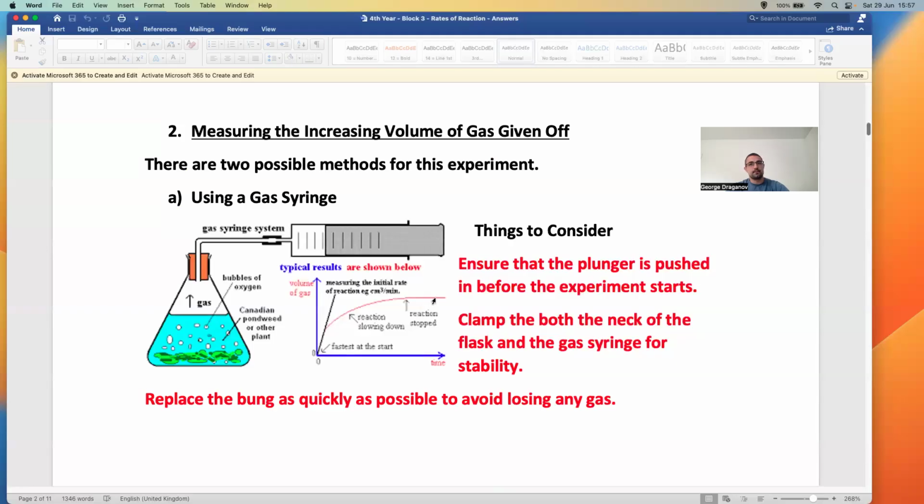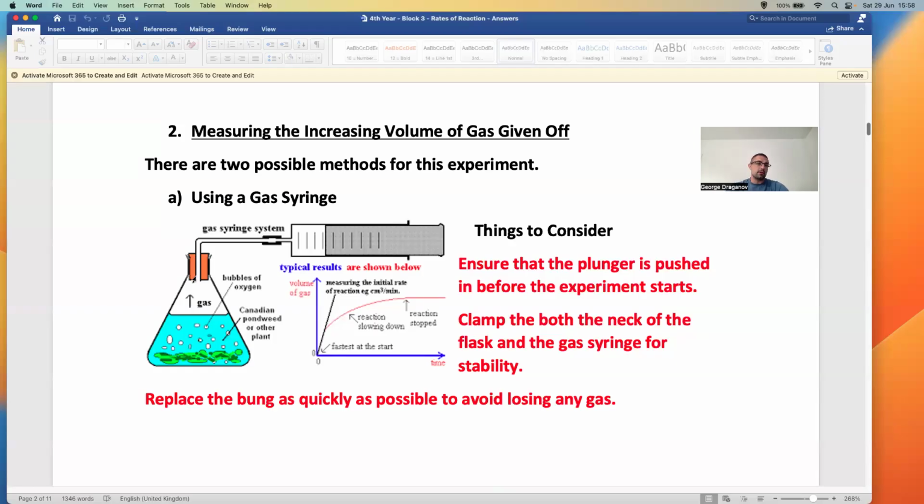At the beginning, you'll have to make sure the plunger is pushed all the way in, and you'll have to be as quick as possible at replacing the bung back on when you add the solid, because gas will escape, and that's one of the kind of errors that we need to discuss.